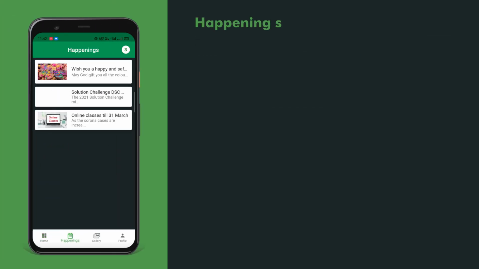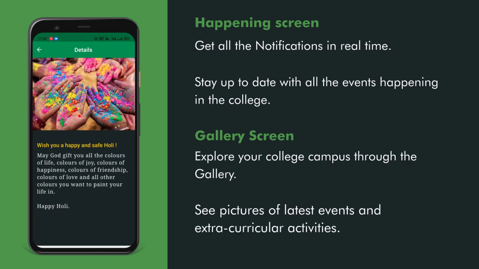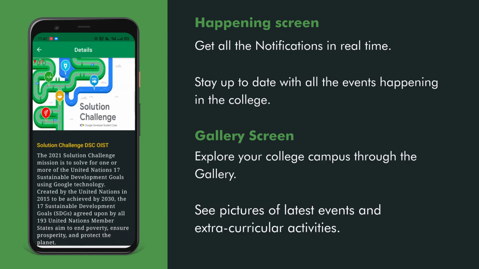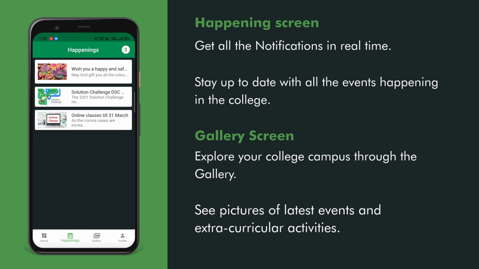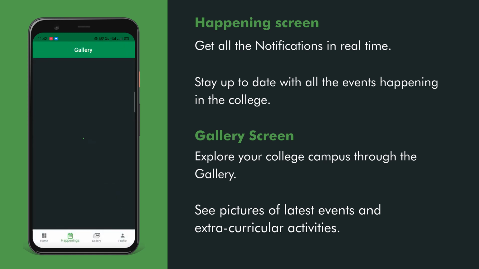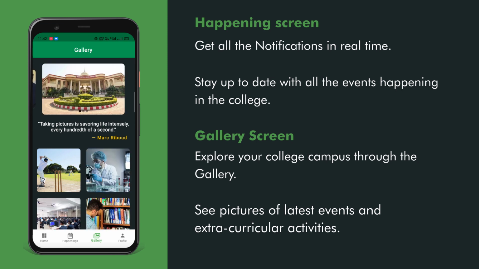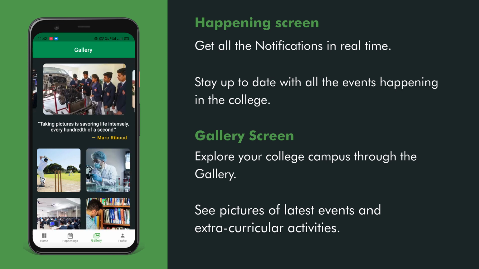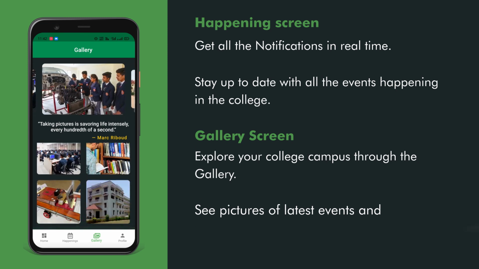Okay, here we have the happening screen at the bottom, from where we get notifications or information about all the events and other extracurricular activities that are going to happen in the college premises in the near future. Now coming to the gallery section. Here we can see beautiful pictures of the college campus, scholars, and different other kinds of things.